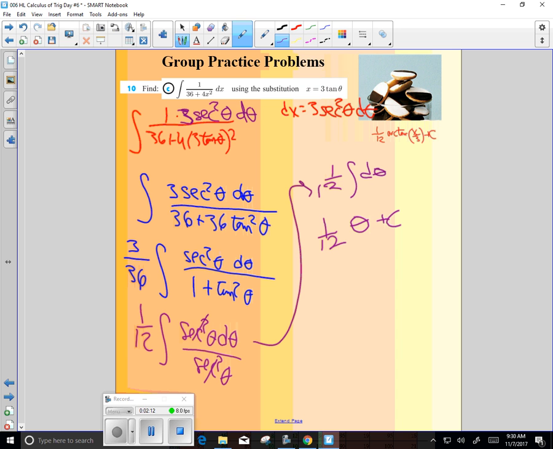Now we got to go back, and x equals 3 tangent theta. What's tangent theta equal to? X over 3. You agree with that? So then what's theta equal to? Yeah, it is equal to the inverse tan, or arc tan, of x over 3. That's kind of cool. Don't you think? Put your hand 2 feet off the ground if this makes sense. Hands on the table if it doesn't make sense. Oh, good, good. Getting better.